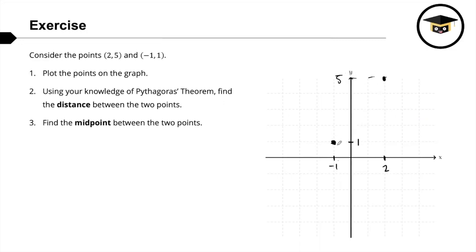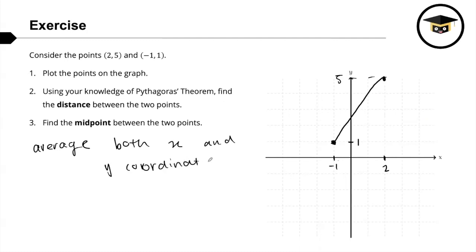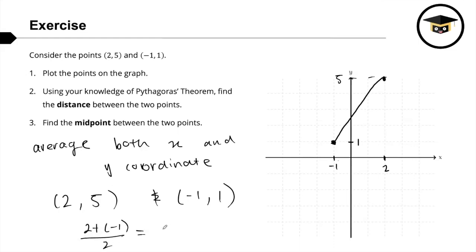Now to find the midpoint of something, what we generally do is we're going to average both the x and y coordinate. Okay, so what do we mean by that? Well, we have an x coordinate of 2 and an x coordinate of -1. So the average of 2 and -1 is just going to be 2 plus -1, and we divide that by 2. That gives us half.